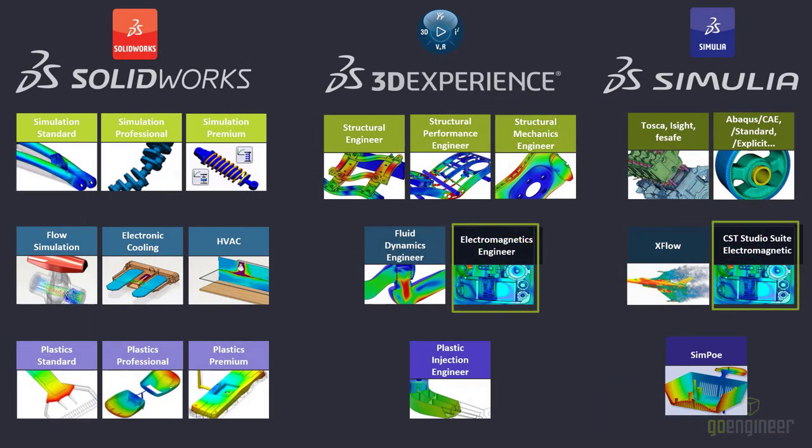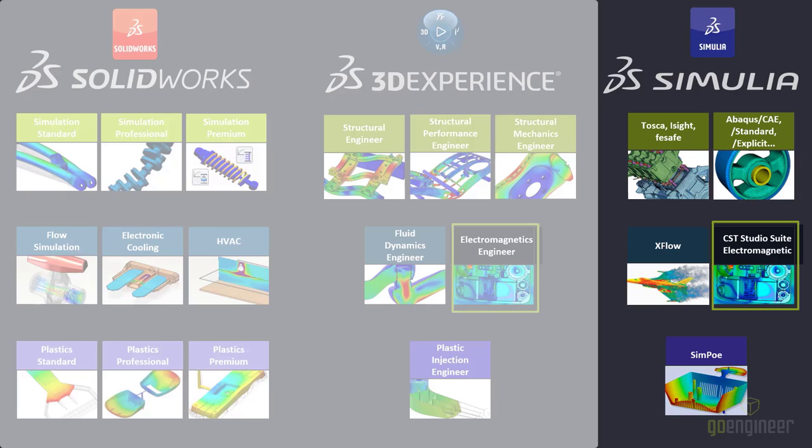When we look at the simulation solutions that are offered by Dassault Systems, we see there are many available options. From SOLIDWORKS simulation tools, the 3D experience platform roles, and Simulia simulation. There's structural, CFD, injection molding, and the electromagnetic simulations available. The CST Studio Suite provides electromagnetic simulation in the Simulia on-premise product. This is what we call a legacy product.